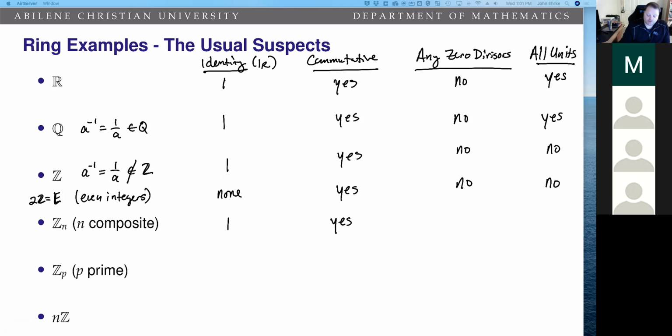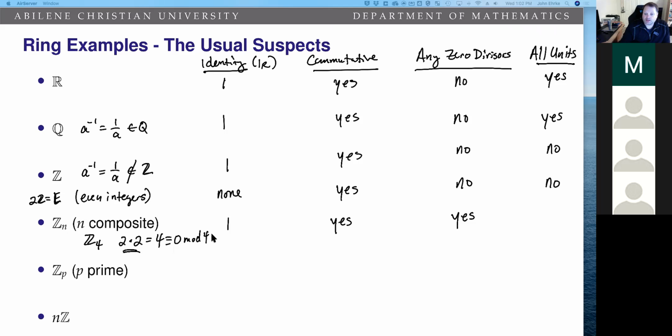Are there any 0 divisors? The answer is absolutely yes, there are 0 divisors. You can take, for example, Z4. In Z4, 2 times 2 is 4, which is equivalent to 0 mod 4. So there's an example where you have 2 non-zero elements that give 0. So there are 0 divisors in Zn.